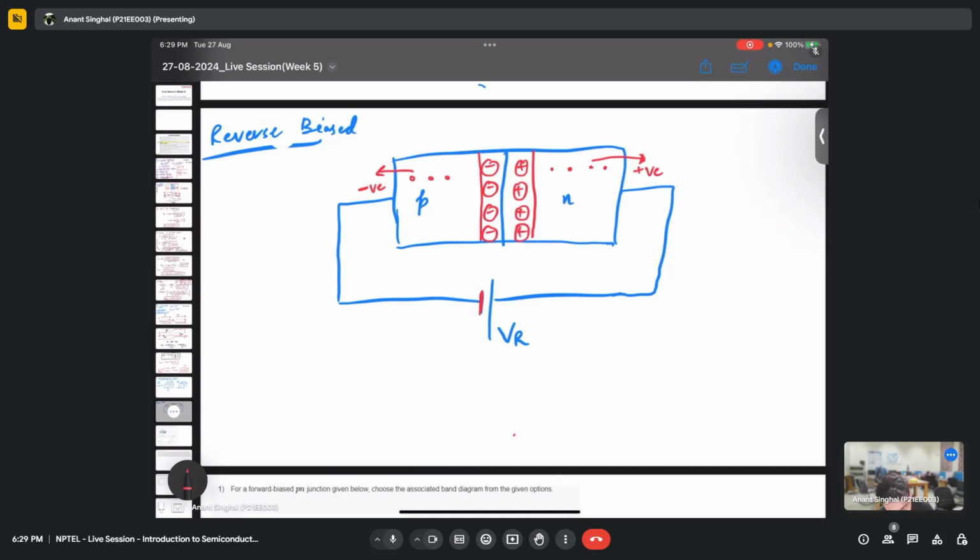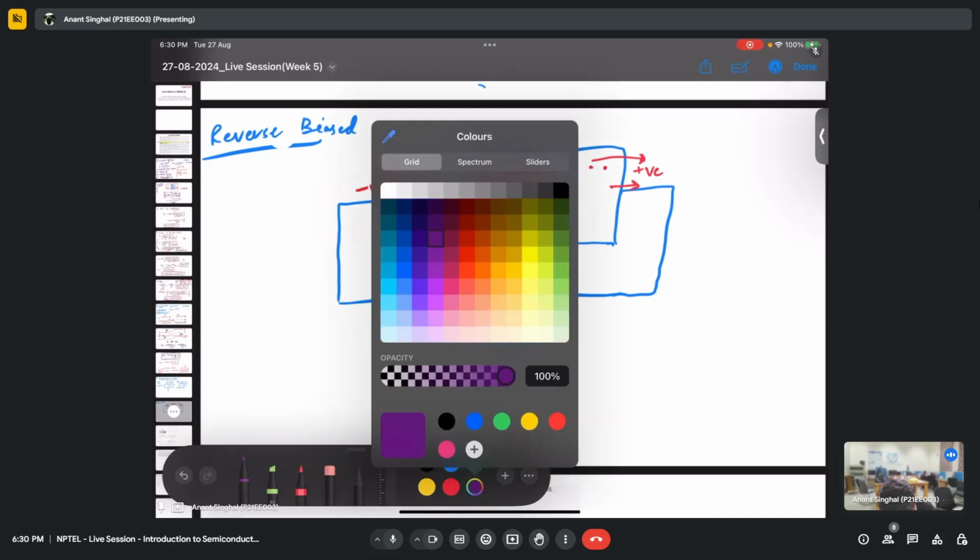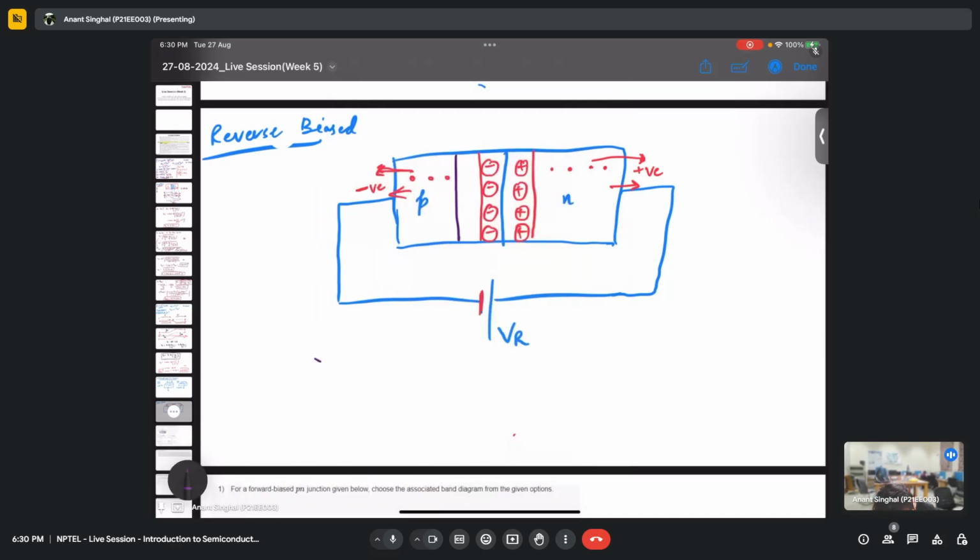Once I apply a certain negative voltage now from the external bias, we have more diffusion of the majority carriers, that is, more holes getting attracted towards this side, and more electrons getting attracted towards this side. I guess it is very obvious now that it will create a larger depletion region as compared to the previous case. So now we will have a broader depletion width.